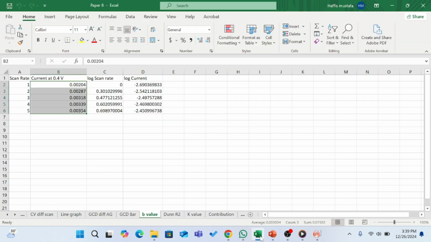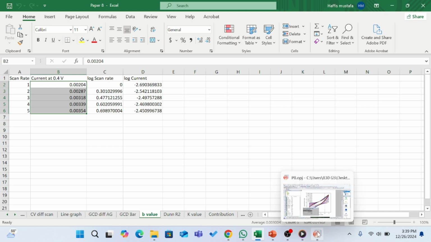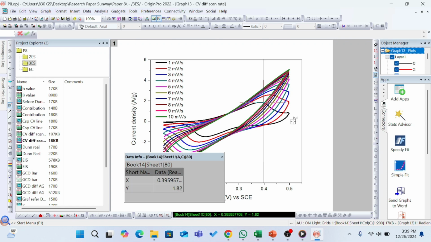So you're going to open your Excel and put the value of your current. Okay, this is the example, the existing one that I already have. So what you need to do, if you're going to focus on this graph, you need to make another column, current at 0.4 volt, and click here, read the value, and just put the value.